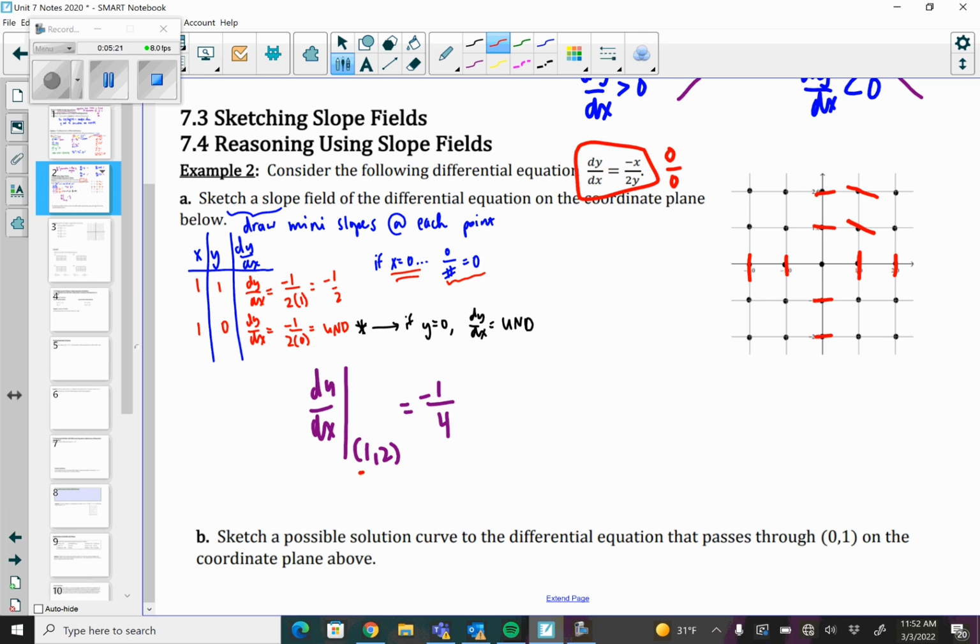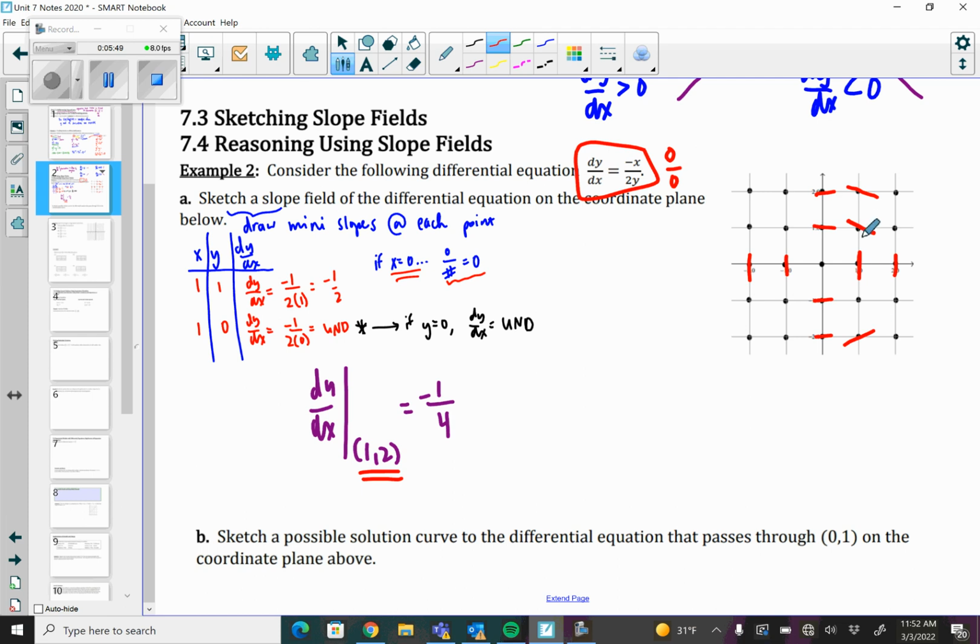But now let's think about this. If (1, 2) gave us a slope of negative 1/4, what about the point (1, negative 2)? How is that going to be? Well, that's because of this negative up here. If I have a negative in the denominator, it's going to be positive 1/4. So I didn't even really have to find all of the information to know that this slope right here is going to be a very shallow positive 1/4.